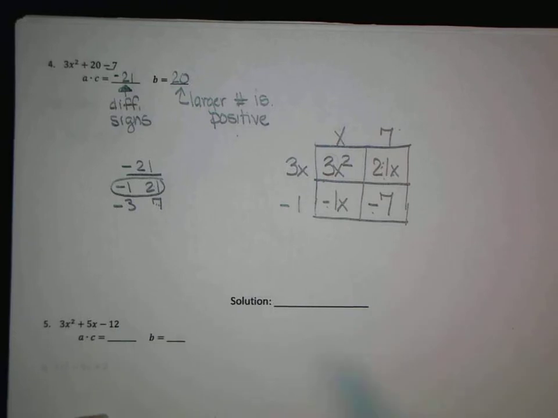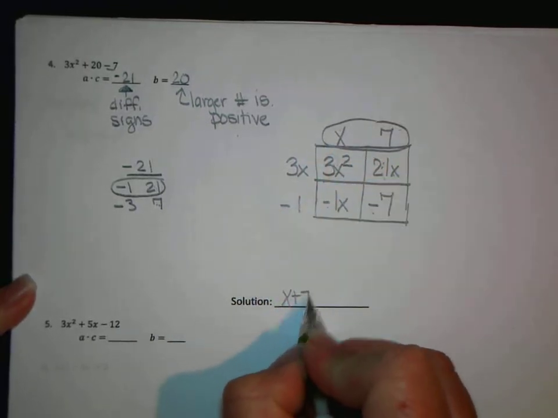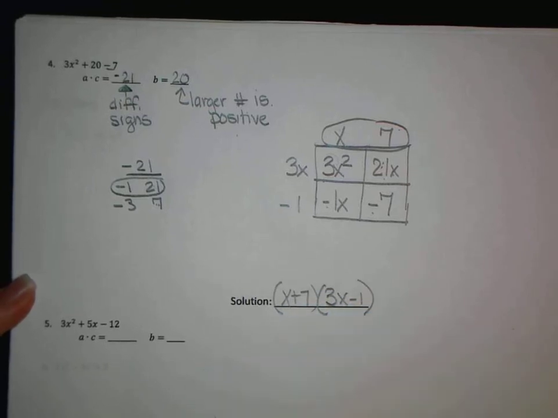So here's your answer. x plus 7, 3x minus 1. Okay? All right. Next one.